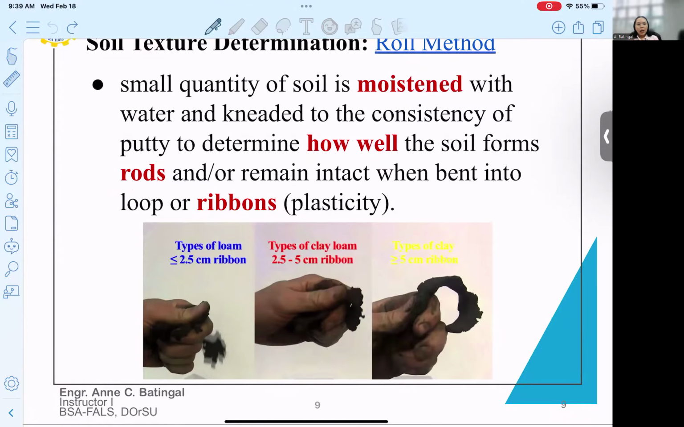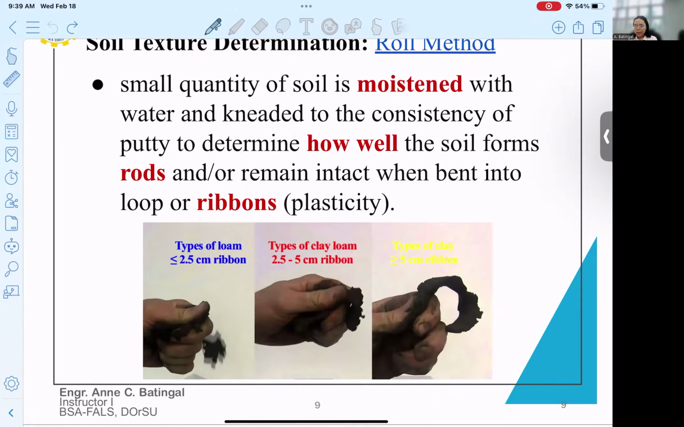So you get a certain soil sample and then add just enough water to knead it like a dough, like the putty used on construction sites. Now, if your soil does not form into a rod, meaning it can't be kneaded, it is more or less a sandy soil, while medium textured soil such as loam and silt loam can form rods but they break easily when a loop is formed.